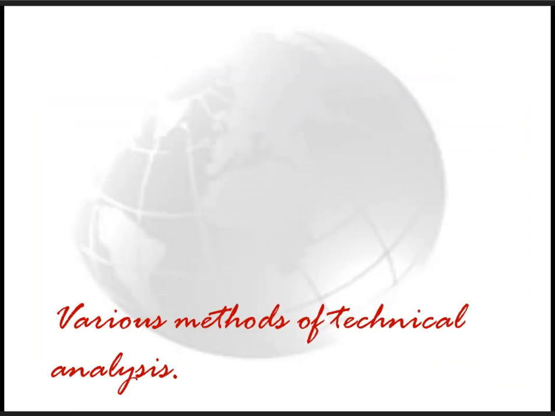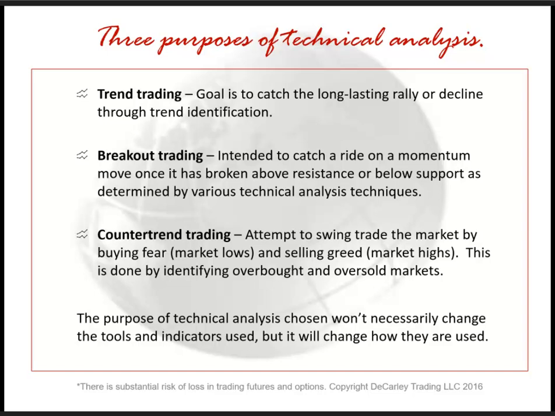Okay, there are various methods of technical analysis, or maybe a better way to put it is purposes. There are really three purposes of technical analysis. And even though we may all be using the same tools and the same guidelines, the purpose could be different. For example, some traders are using technical analysis for trend trading. Obviously, the goal of a trend trader is to catch a long-lasting rally or decline through trend identification. Basically, they want to identify the trend, jump on board, and go along for the ride. And we're going to talk in a few minutes about why maybe that's not quite as easy as it sounds on the surface.